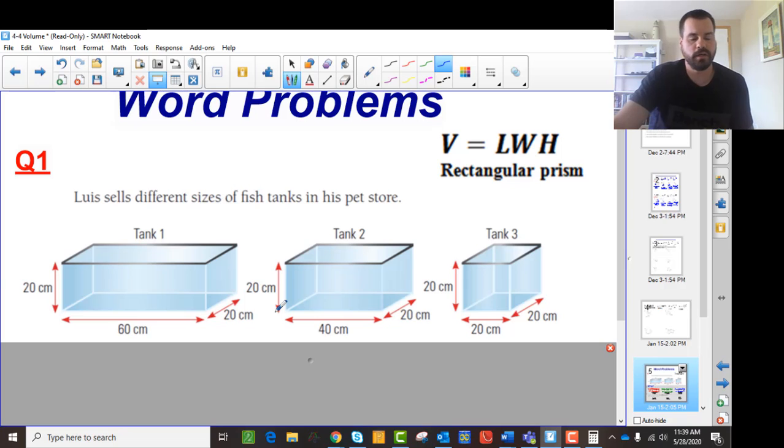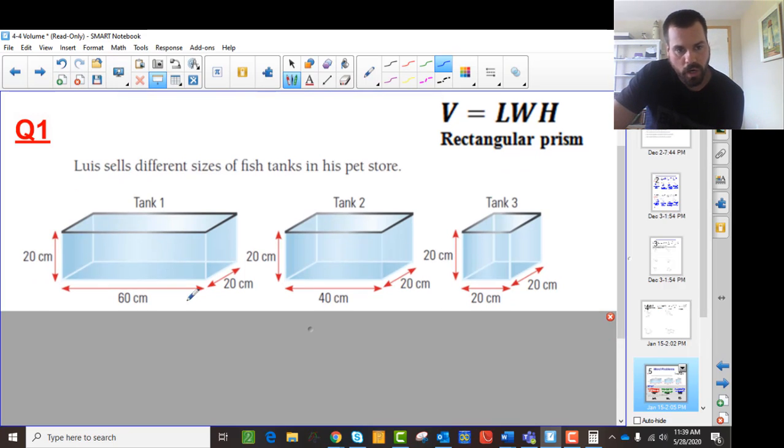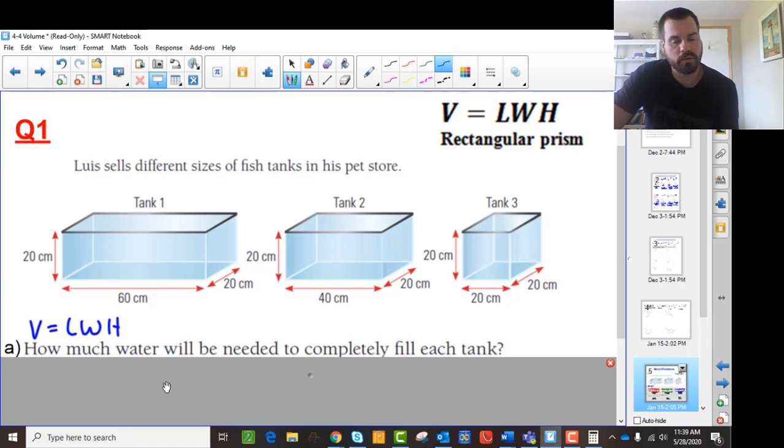So here's a situation where we have different fish tanks, okay, 3 different fish tanks, and we want to know what is the volume of water that these things can hold. How much water will they actually hold? So the volume is going to be length times width times height, right? Because they're all rectangular prisms.